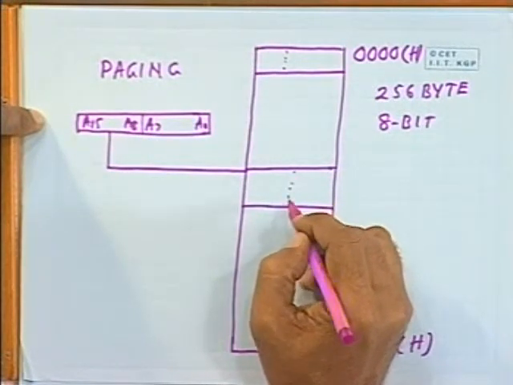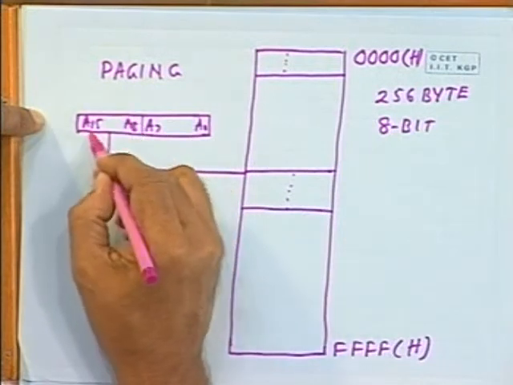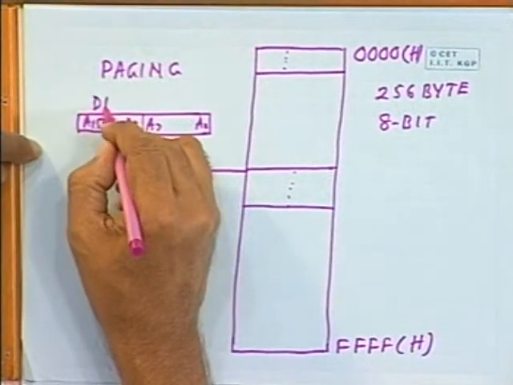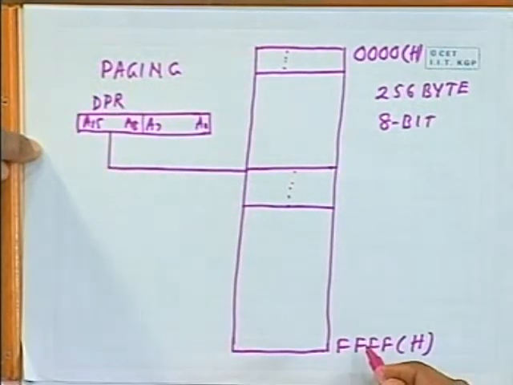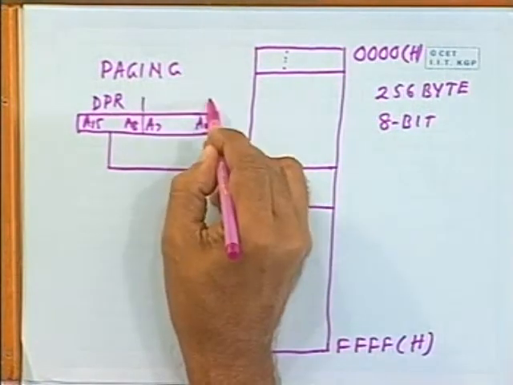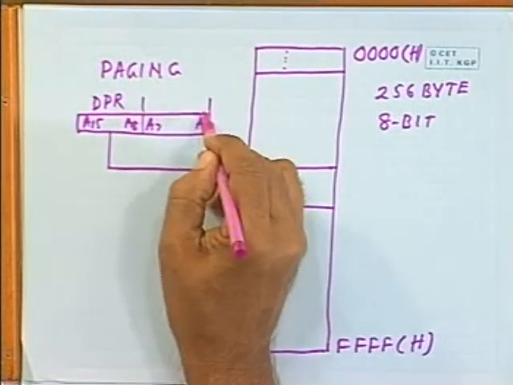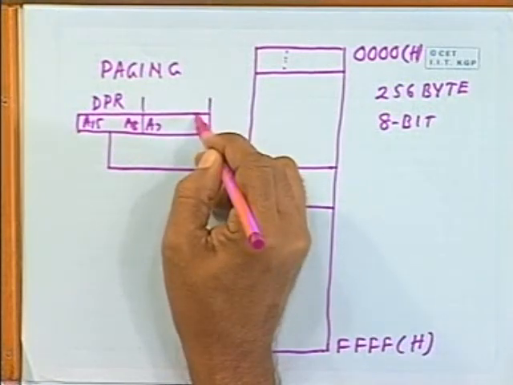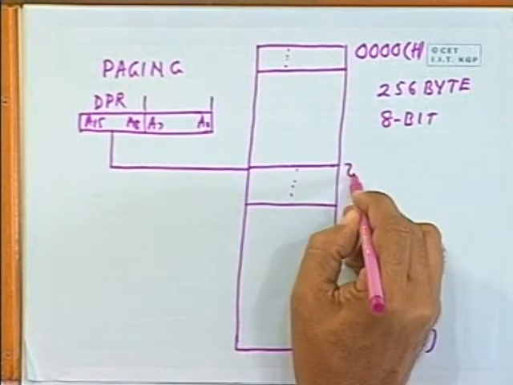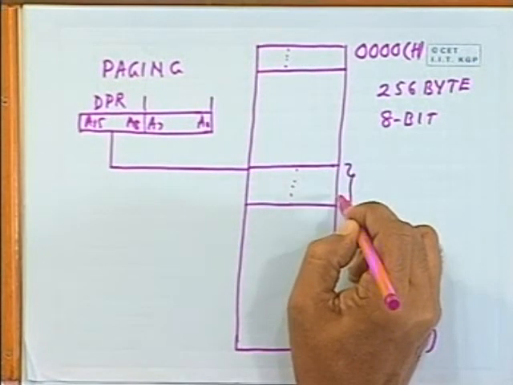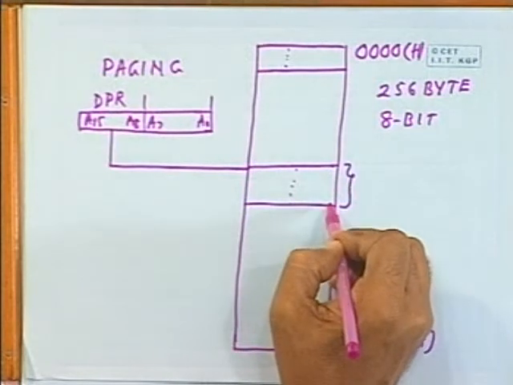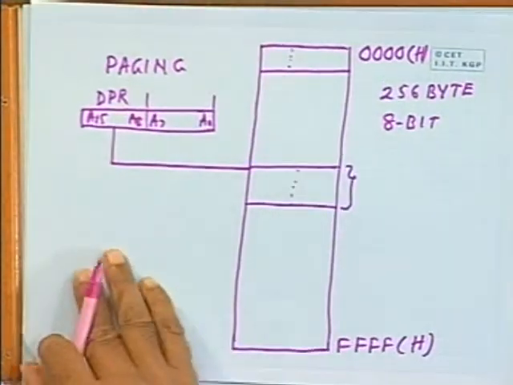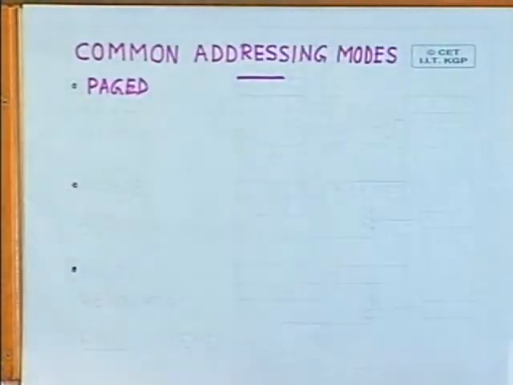So this particular part, the higher order byte, can be stored in a register. We may call it the direct page register. Then in your instruction you can provide only the lower part. So instead of 16 bits, you store only 8 bits as part of the instruction, but obviously your program must be in this range. Only then can you refer to any location in memory using this paged addressing.